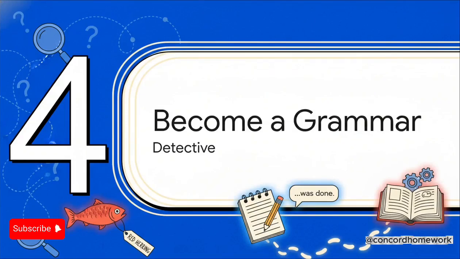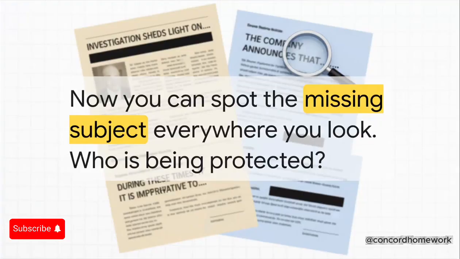All right, so we've looked at the evidence, we've analyzed the clues, you've now learned some of the biggest secrets of the passive voice. It's time for you to become a grammar detective yourself. And this is really why this all matters. From now on, whenever you read a news headline or hear some official statement, your spidey senses are going to tingle. You'll be able to spot the trick. You can start asking that crucial question, who is the missing subject here? Who's being protected? You've basically learned how to read between the lines.